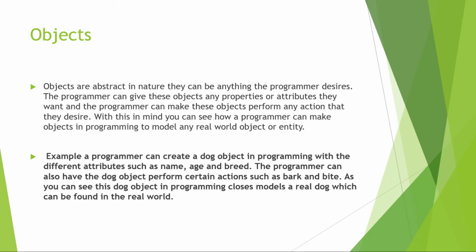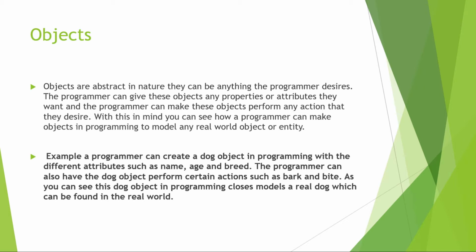Objects are abstract in nature. They can be anything that the programmer desires. The programmer can give these objects any properties or attributes they want, and the programmer can make these objects perform any actions they desire. With this in mind, you can see how a programmer can make objects in programming to model any real-world object or entity.